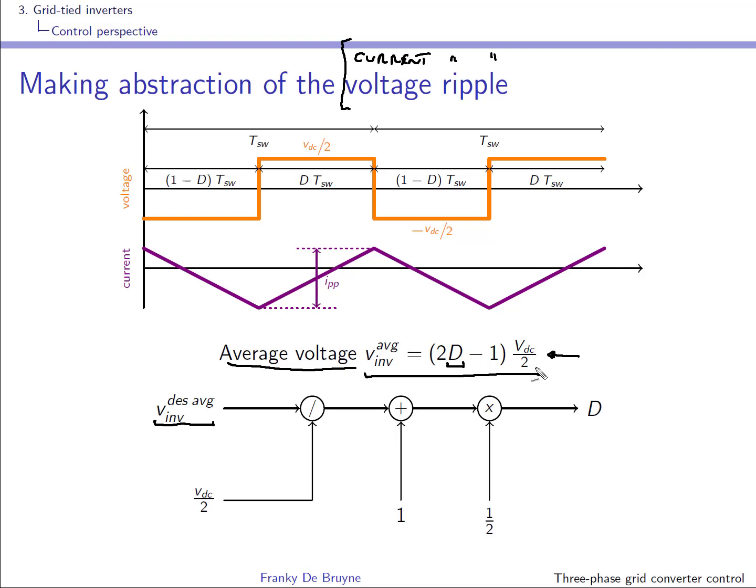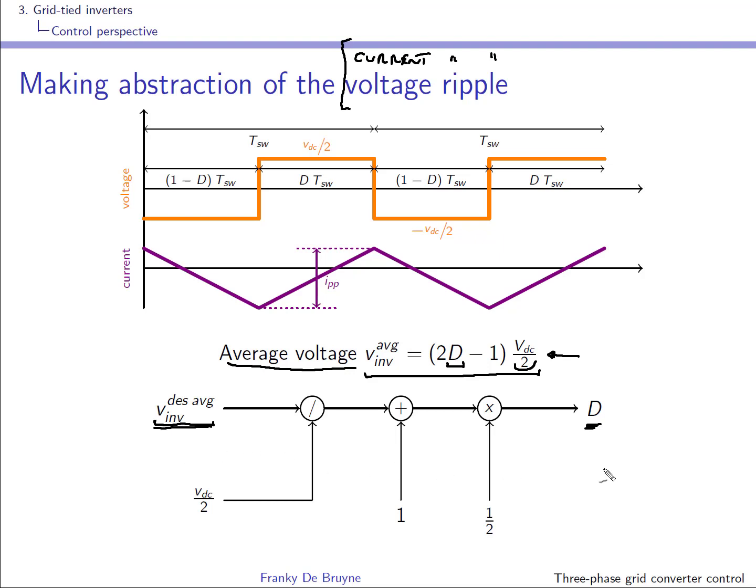So you divide what you desire by VDC over 2. This is what is done over here. You add 1, and then you multiply by a half, and you have the duty cycle that corresponds to your desired average voltage that you have at the output of your inverter.